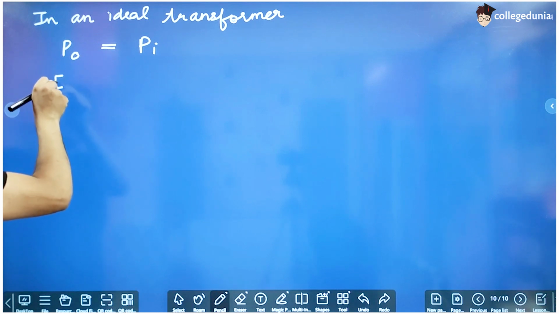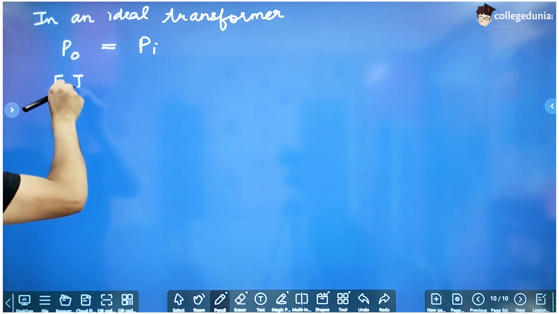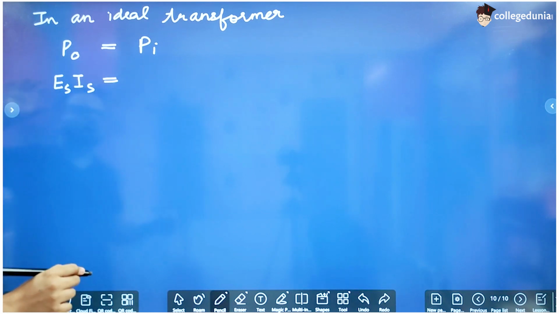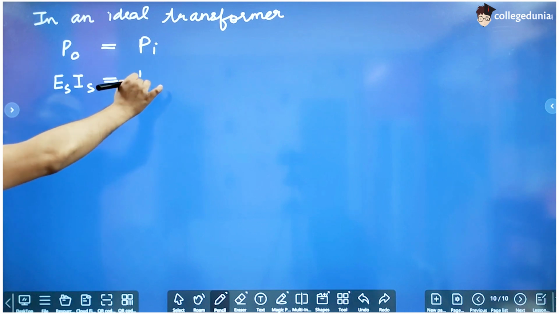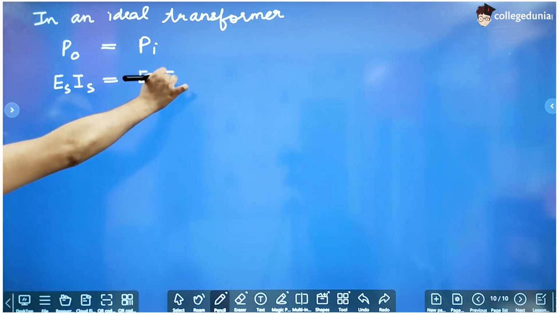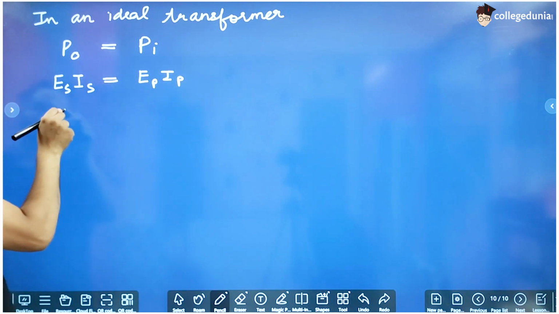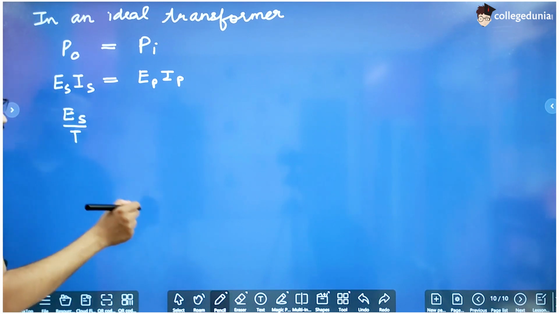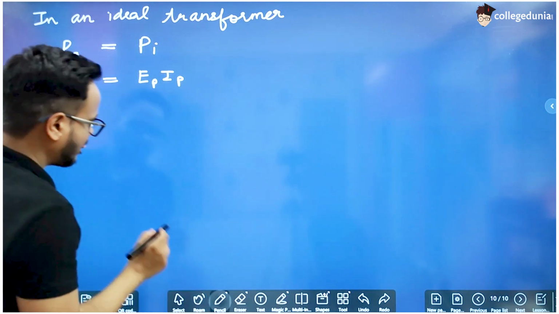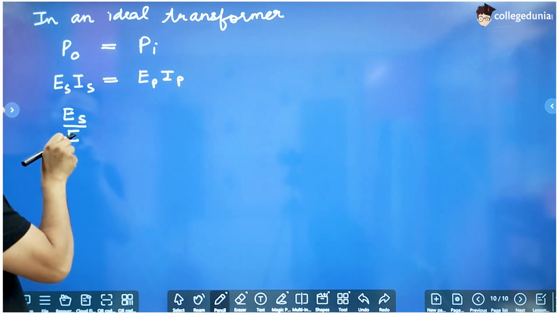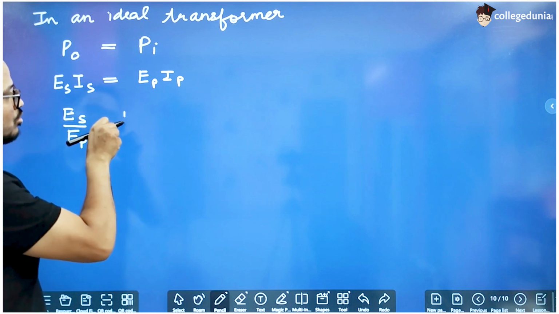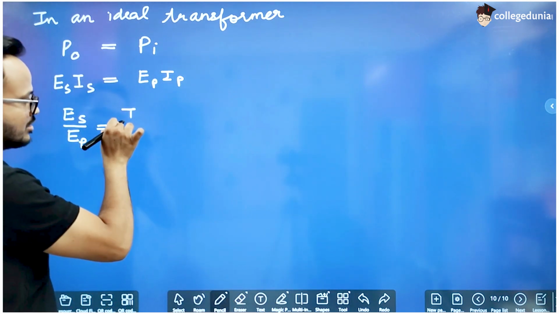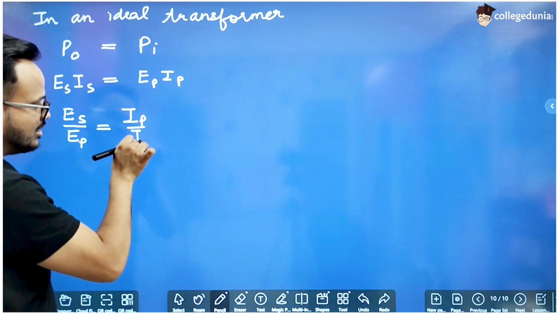And what is the output power? Output power is ES into IS, because the formula of power is current into voltage. So the output power is ES into IS and the input power is EP into IP. So we can say that ES by EP is equal to IP by IS.